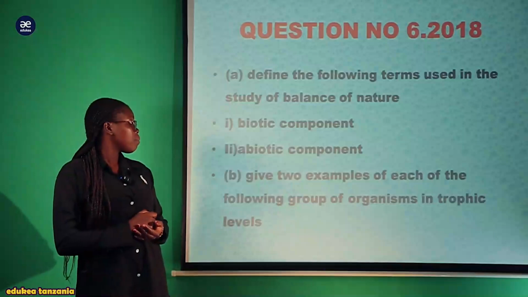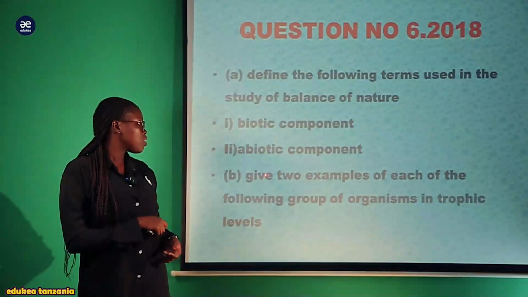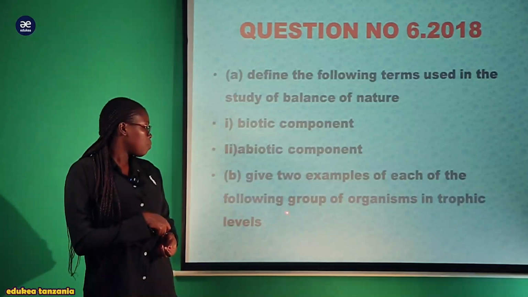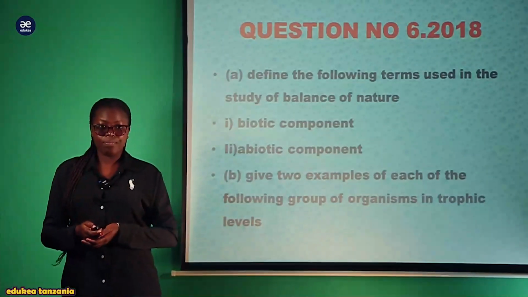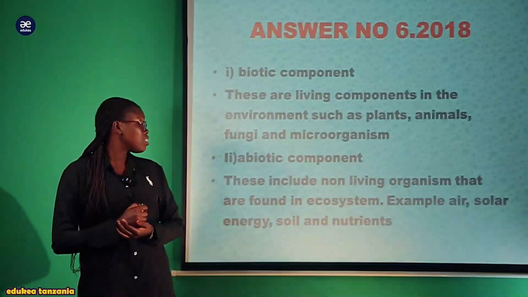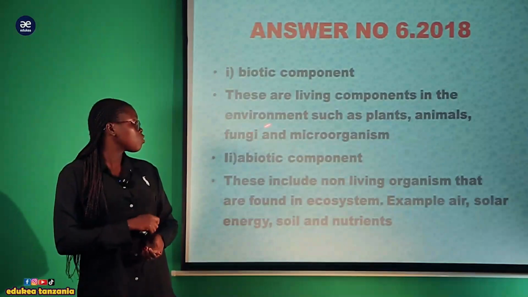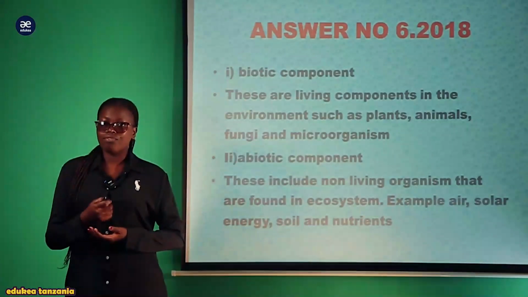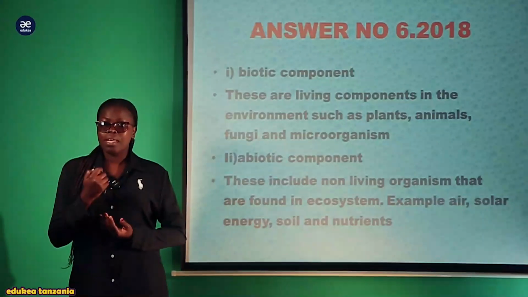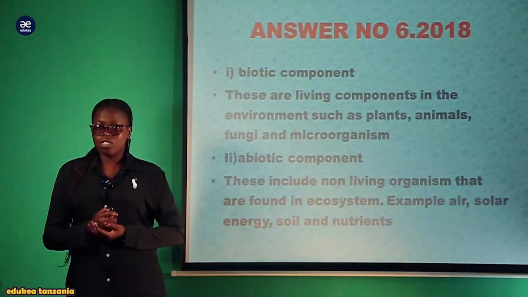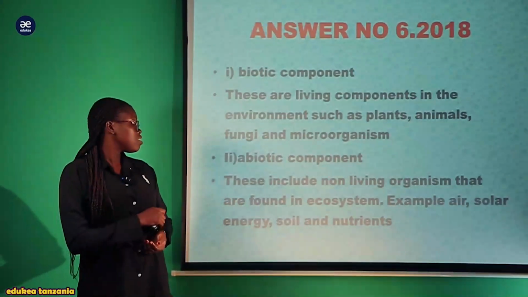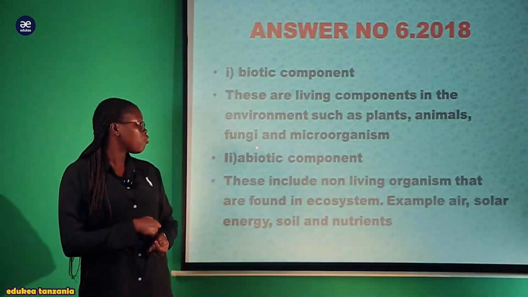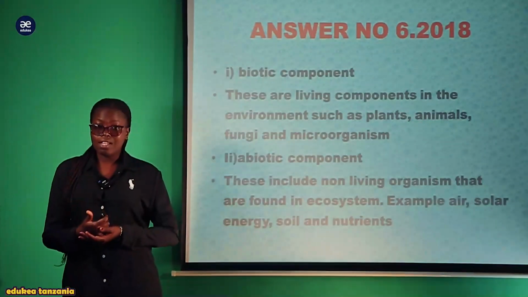And for question number 6, Roman B, you are needed to give two examples of each of the following groups of organisms in trophic levels. We are going to see them in the next slide. Starting with the first slide, you are needed to define the following terms found in the topic of balance of nature. The first one is the biotic component. Biotic components are the living components in the environment, such as plants, animals, fungi, and microorganisms.